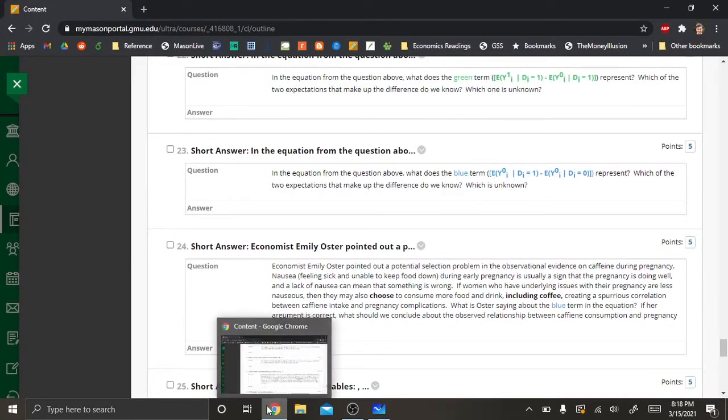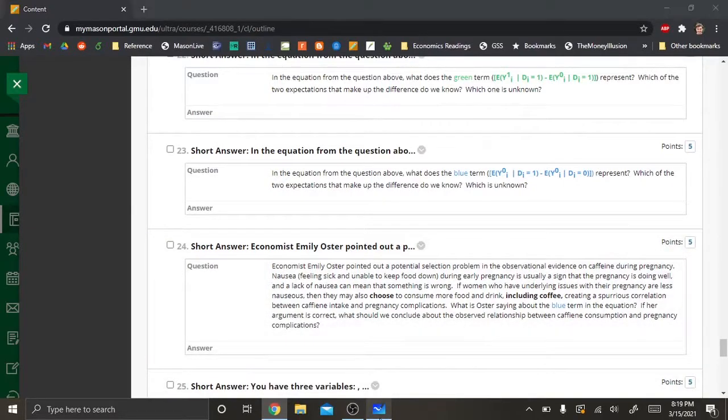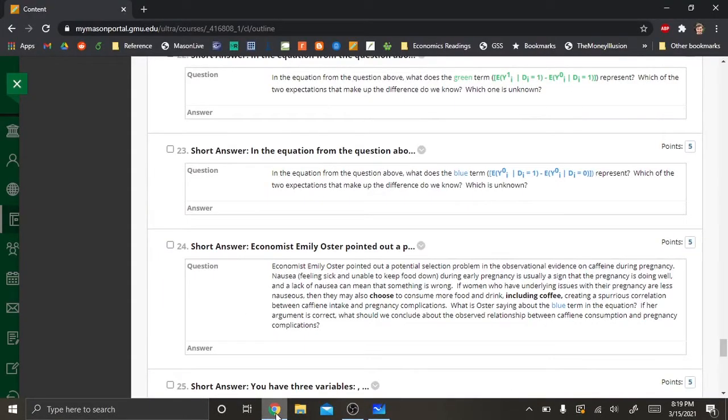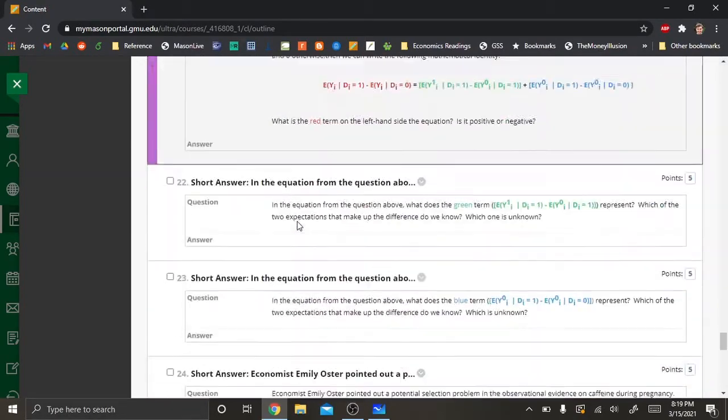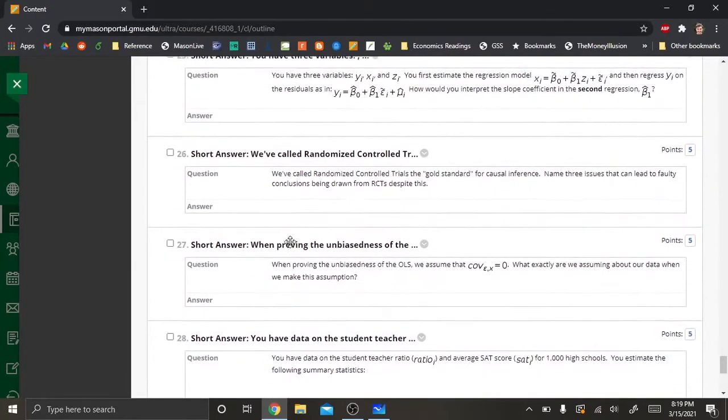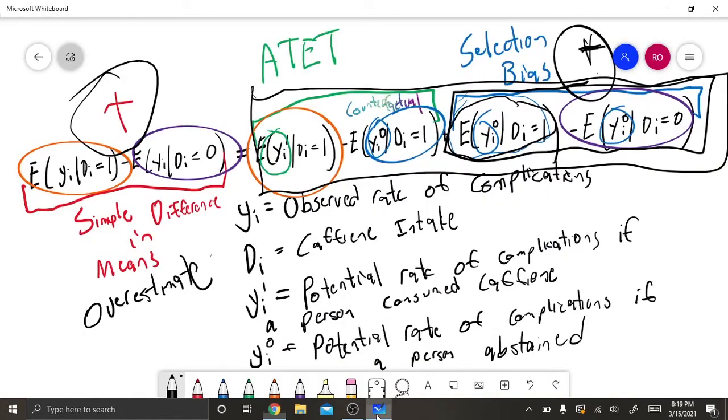And in plain English, she's basically saying caffeine might not be as dangerous as we think because of this selection problem. So basically all Oster is saying is the selection bias term is positive, meaning that the simple difference in means is an overestimate of the true effect. All right, so that's those questions. If you're still unclear, I would go back and watch the selection bias video. All right, number 25.